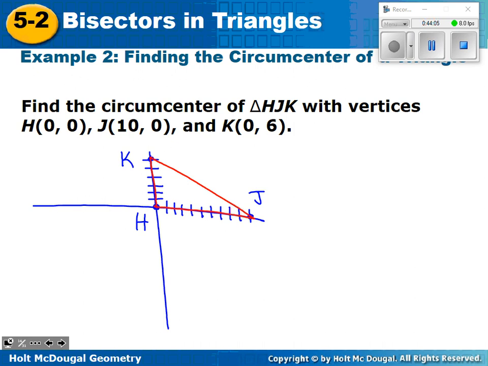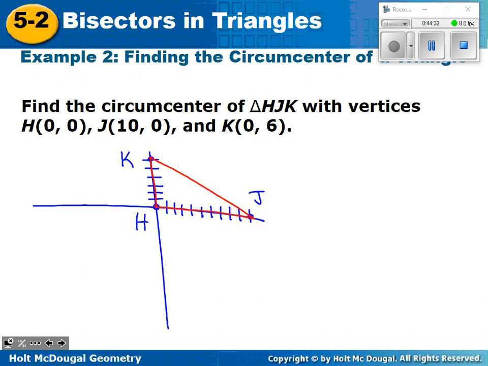Does that make sense? Okay, so we have three sides of our triangle. We could draw in all three perpendicular bisectors, but how many do we need to find out where they intersect? Just two. As soon as two of my lines intersect, I'm going to know where the circumcenter is. So you don't have to draw all three. You could just draw two, but you have to draw at least two.